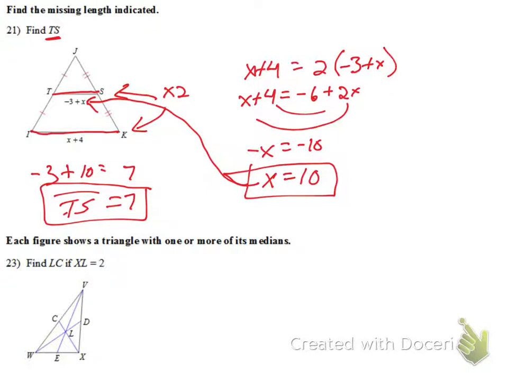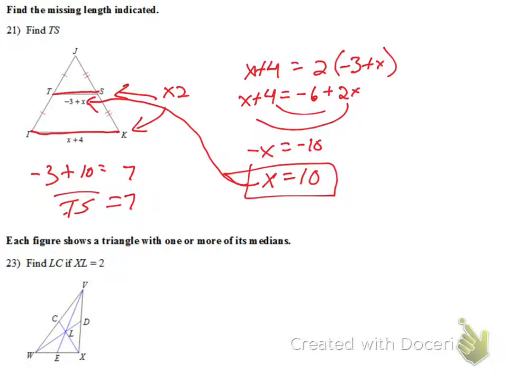All right, 23. Each figure shows a triangle with one or more of its medians. Find LC. So we are looking for LC if XL equals 2. So that means this right here is equal to 2. So what we do here is the point that goes from the vertex to the middle, we cut that in half. Okay? So that means if that's 2, this section's 1, and this section's 1, and this section is then equal to 1.